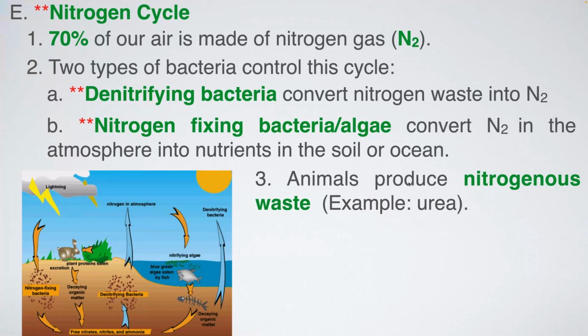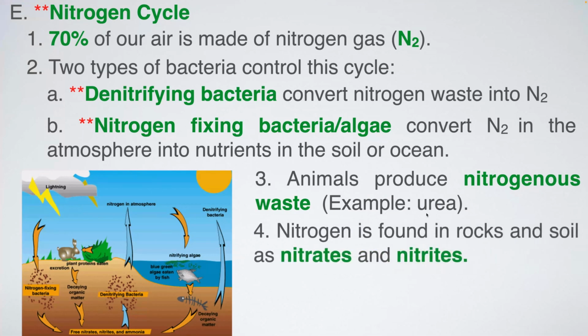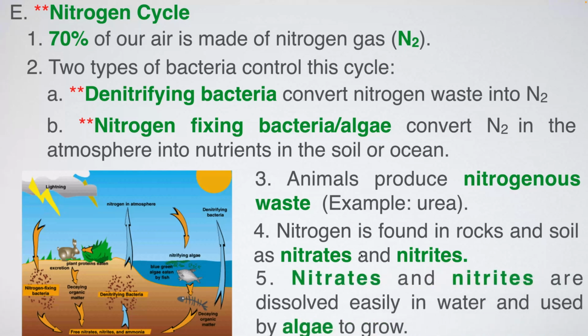So realize that we are a part of the cycle, right? We produce a lot of nitrogenous waste, and an example of that would be urea, in our urine. And nitrogen can also be found in a lot of other sources, things like rocks and soil. In those situations, they're called nitrates and nitrites. Again, this isn't a chemistry class, so you don't have to know the difference, but just know nitrates and nitrites are the form of nitrogen that you see in the soil and in rocks. And then these nitrates and nitrites are very easily dissolved in water for the most part, and so they can be used by algae to grow.